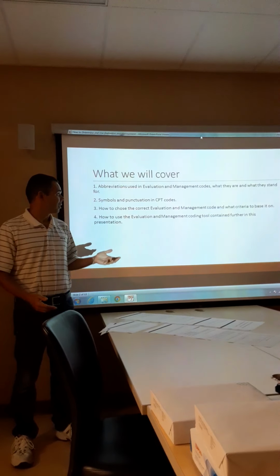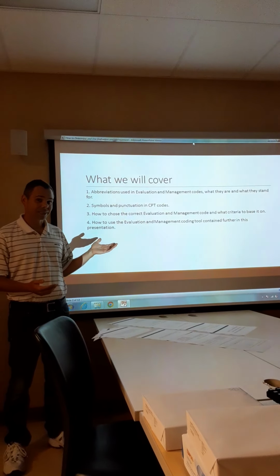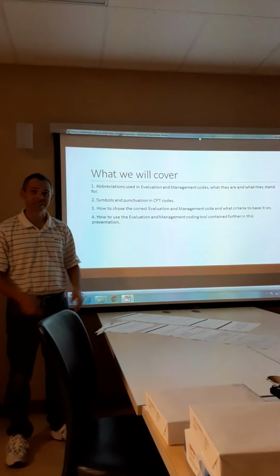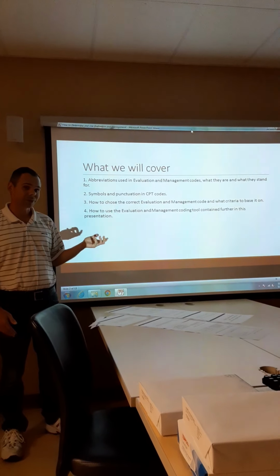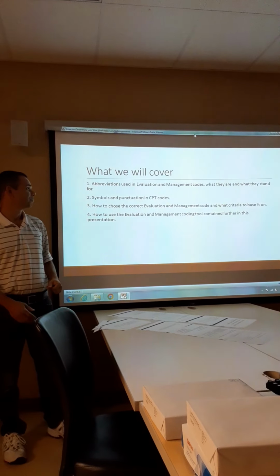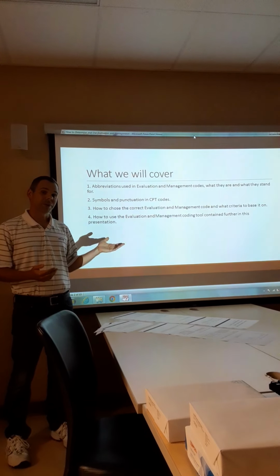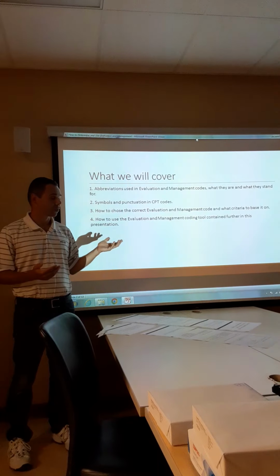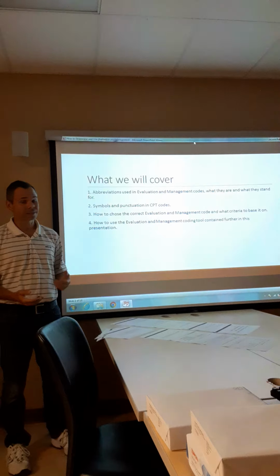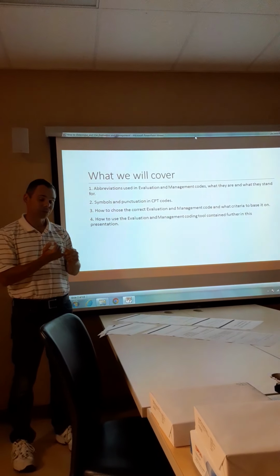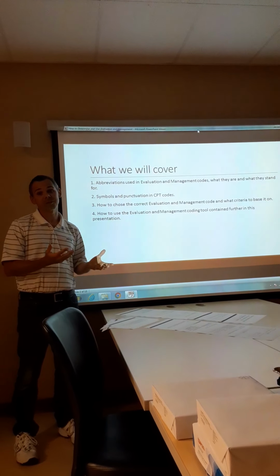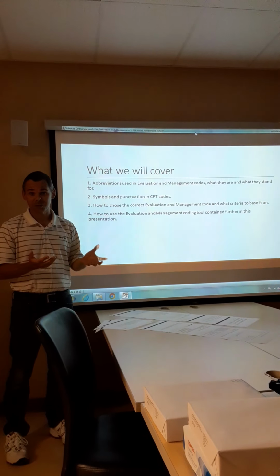So what we're going to cover is some basic abbreviations that you'll see in evaluation and management in that section of the CPT handbook. We'll also cover symbols and punctuations, what they mean when you read that portion of the CPT code book. And then we'll talk about the 4 different metrics that you use to determine which CPT code is correct. And then finally, I've included 2 tools, one for new patients and one for existing patients. And you can use those tools to help figure out which code is correct.